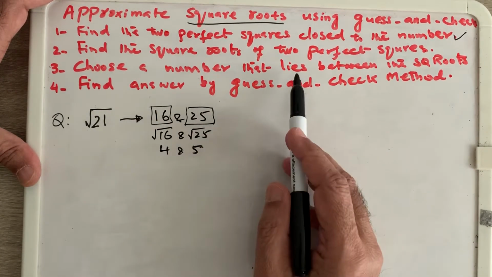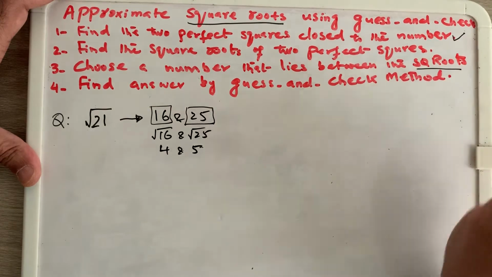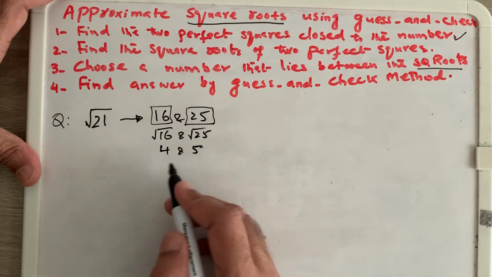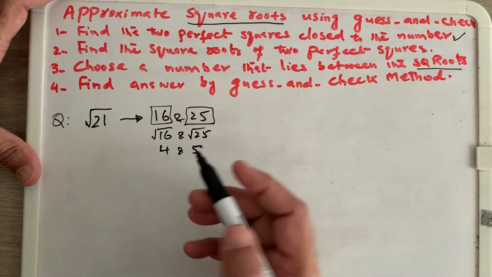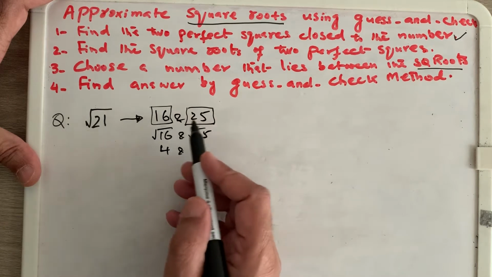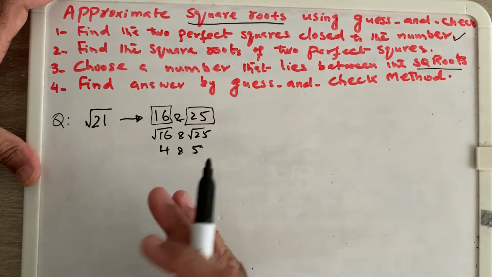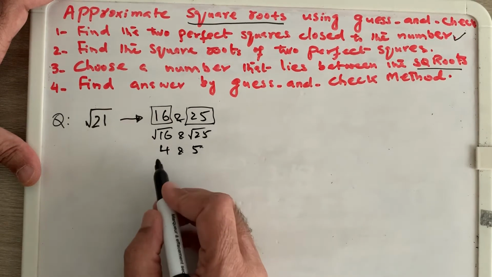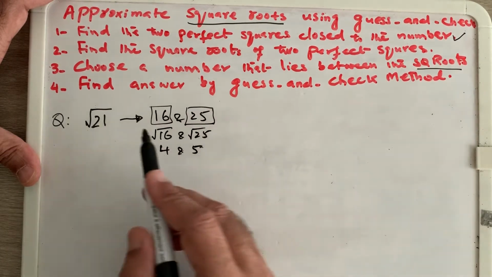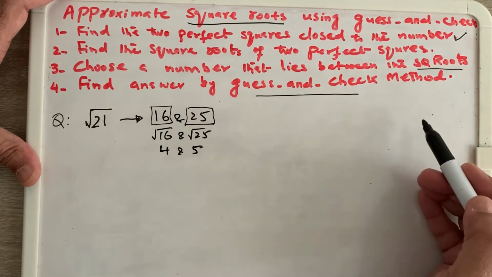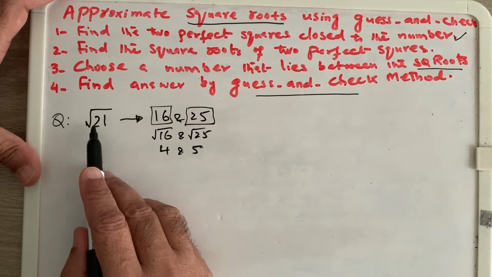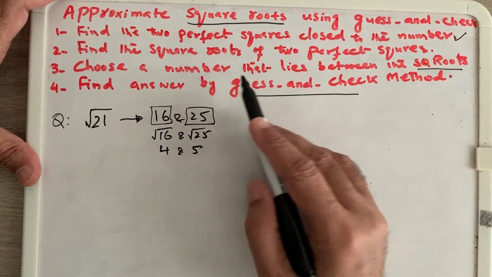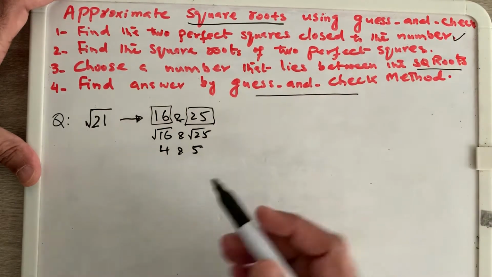Choose a number that lies between the 2 square roots. That means my unknown square root will be lying between 4 and 5. So we have to choose a number. 16 and 25, and 21 will be somewhere in between that. So I can start now my guess and check method. What is the guess and check method? Now I know that my answer will be in between 4 and 5. So I am good up to the third step because now I know to choose a number that lies between these square roots 4 and 5.